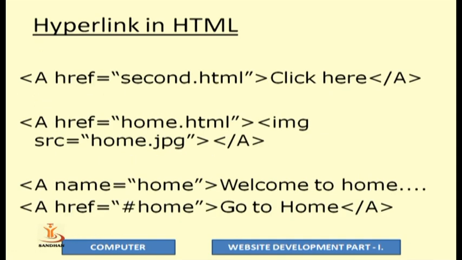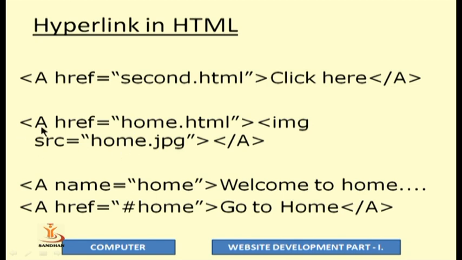Now, to understand hyperlink in HTML, here is an example. You can write the A tag. In the A tag, you have to specify href. In the href attribute, I have specified second.html, and my A tag is covered with the text click here. So click here is the actual text which is going to be shown in the output, and when the user clicks on it, it will move from whatever existing page is there to the second.html page.